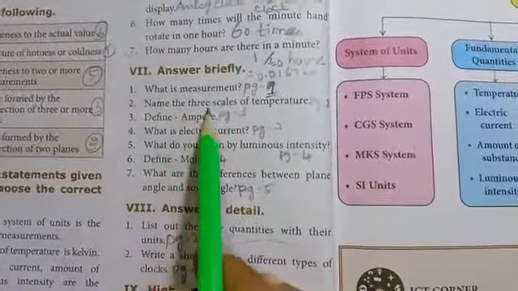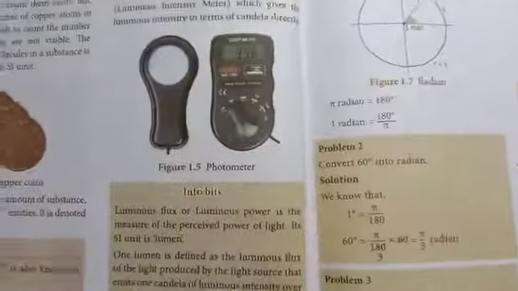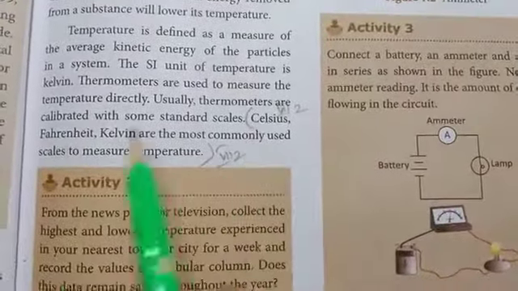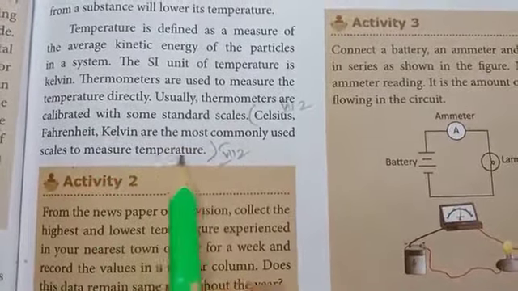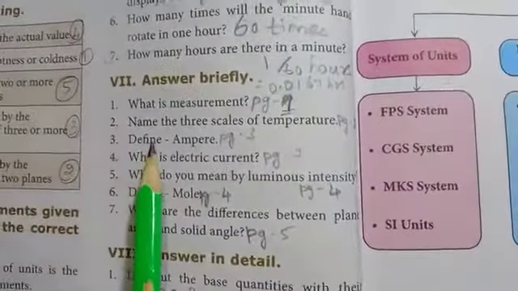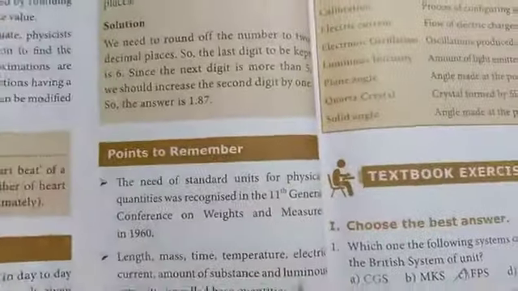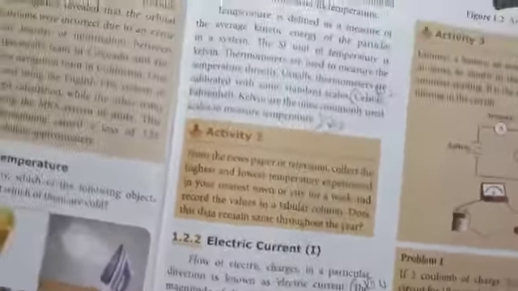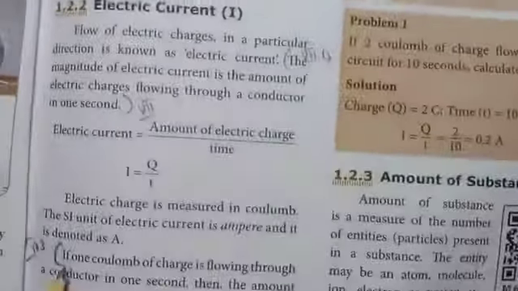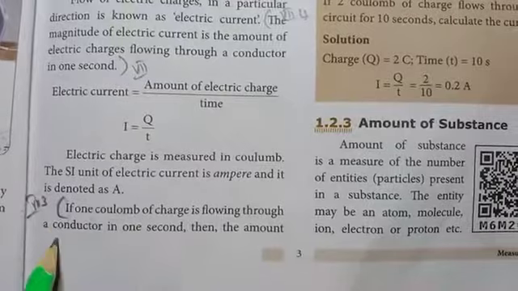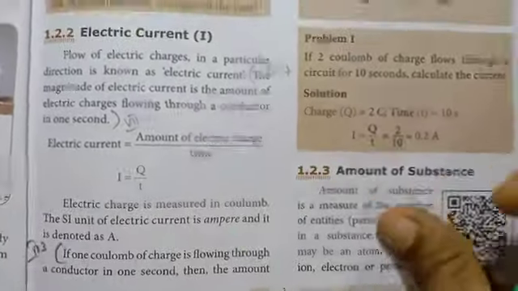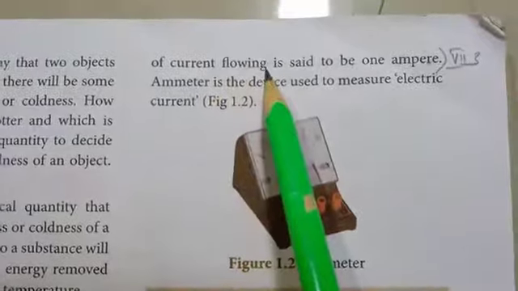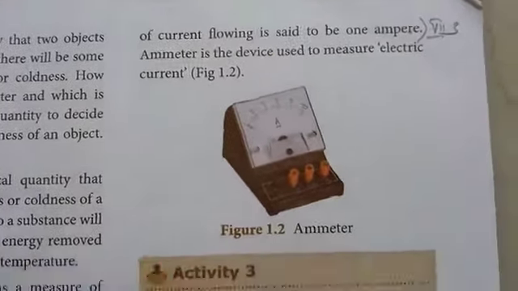Second one, name the 3 scales of temperature. Page number 3. Turn to page 3. Above this box: Celsius, Fahrenheit, Kelvin are the most commonly used scales to measure temperature. Third one, define ampere. Page number 3. See, the definition of ampere is given. If 1 coulomb of charge is flowing through a conductor, start from there, up to the right side: current flowing is said to be 1 ampere.